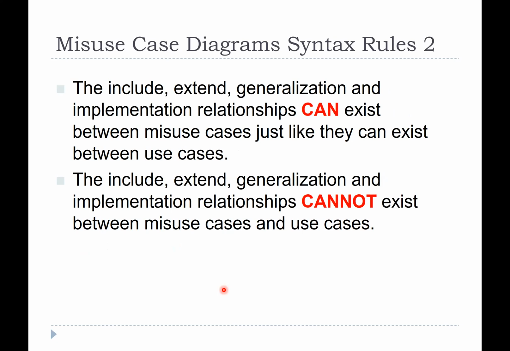All right. The include and the extend and the generalization and implementation, all that fun stuff that we knew, just as it does exist between use cases, it can also exist between misuse cases as well. But it cannot exist between misuse cases and use cases. So you cannot have an include between a misuse case and a use case. You can't have an extend. You can't have a generalization. You can't have an implementation that is combining both a misuse case and a use case. We cannot have that.